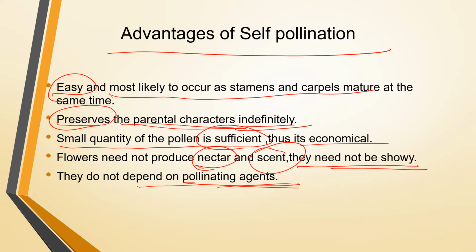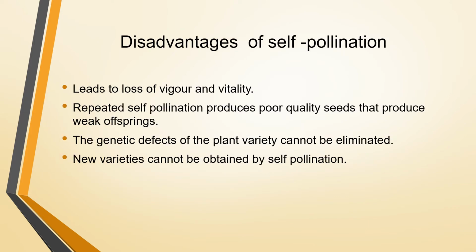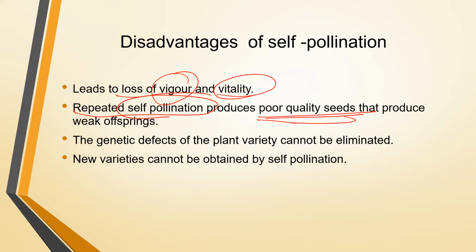But there are many disadvantages of self-pollination also. So what are the disadvantages? The first disadvantage is the loss of vigor and vitality. Repeated self-pollination produces poor quality seeds and very weak offspring, and the genetic defects of the plants are not getting corrected.